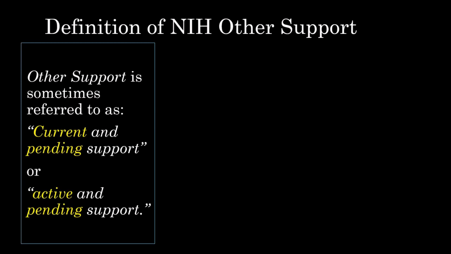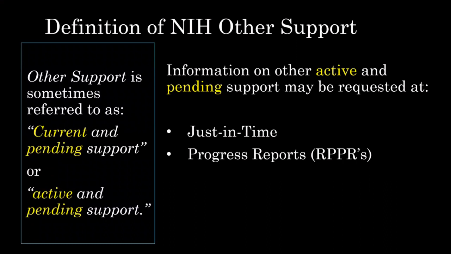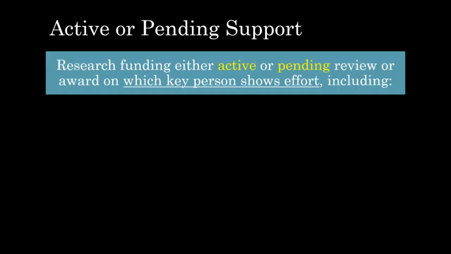So what is the definition of NIH other support? Sometimes other support is referred to as current and pending support, or active and pending support. So you'll hear a couple terms for it. The information on other and pending support may be requested at just in time, or it will be collected for the progress reports, or PPRs. This is for NIH to ensure that there is no scientific, budgetary, or commitment overlap.